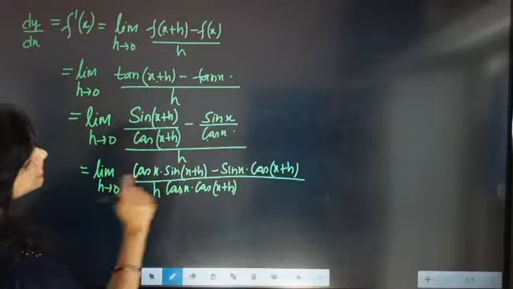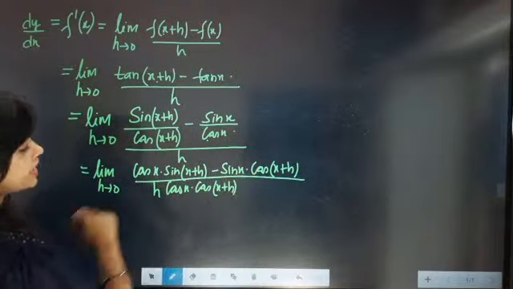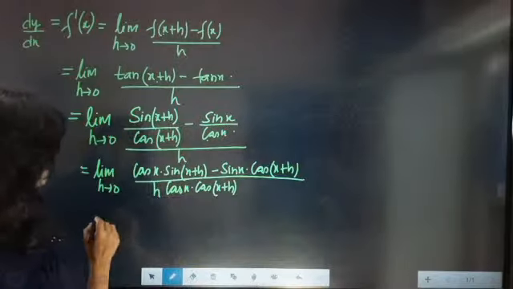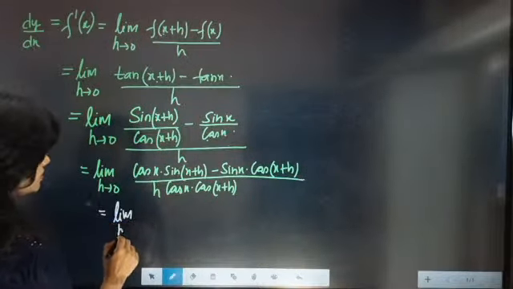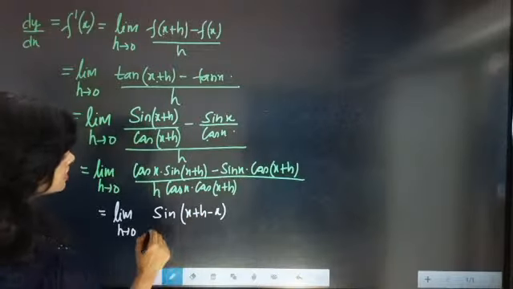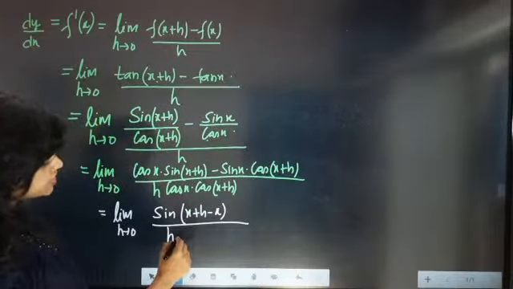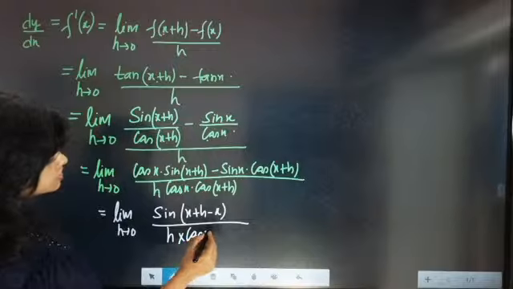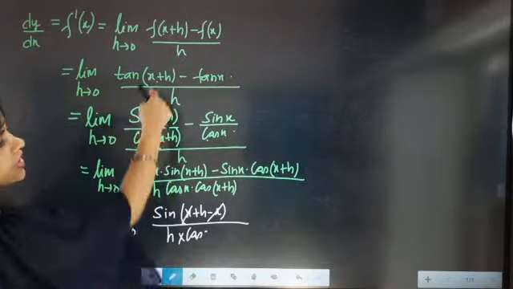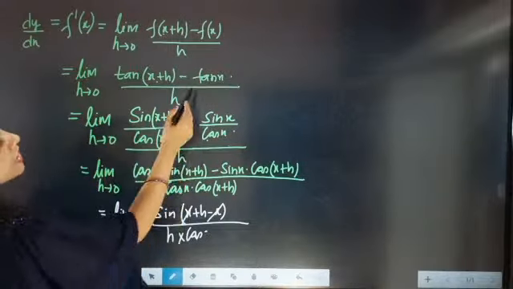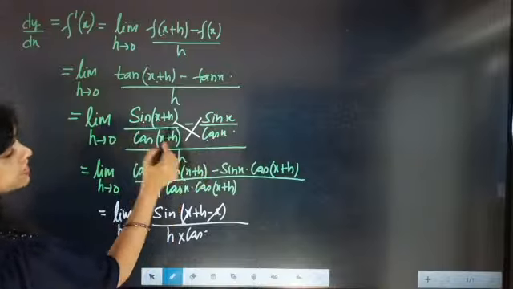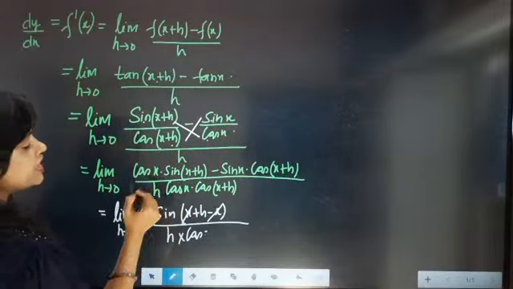Now here the formula is sin a cos b minus cos a sin b, so we can write it as sin of a minus b. So from here it will become limit h tends to 0, sin of a, that is x plus h minus x, by the denominator part h into cos x cos of x plus h. So once we converted it into sin by cos form and did cross multiplication, cos x multiplied with this and this with this, it is coming as the sin a cos b formula.